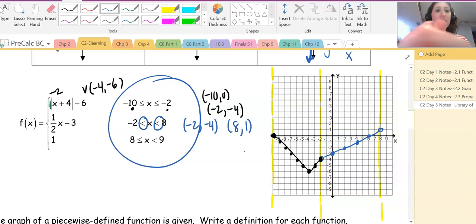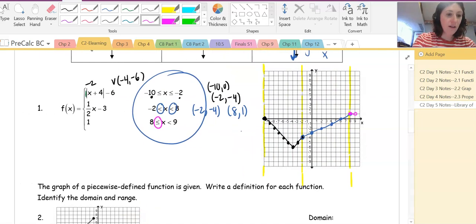Okay, and then the last one, we are doing a constant line up at a y-coordinate of 1 between 8 and 9, and it will start off closed because of this equal to. So I'm going to close that guy in, and then at the 9 it's going to be open, and just itty bitty little line, just like that. Okay, so there is your graph.